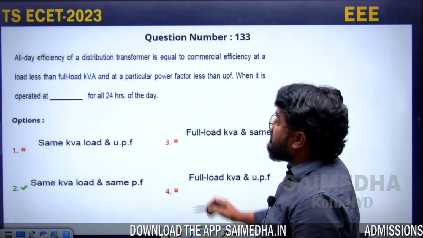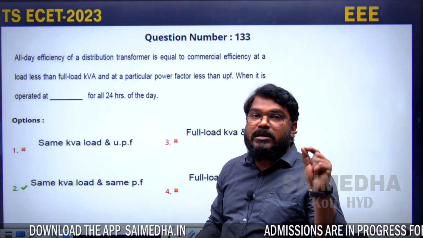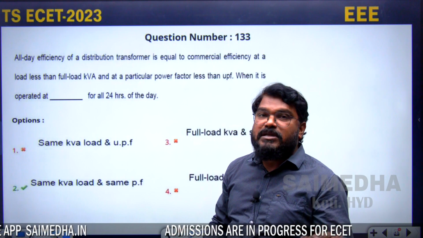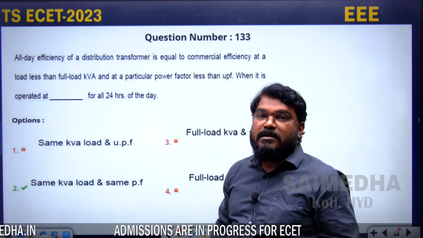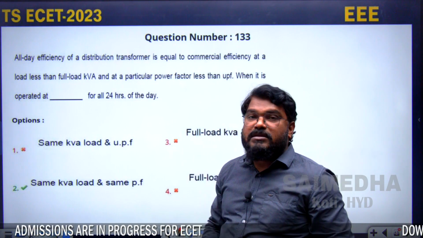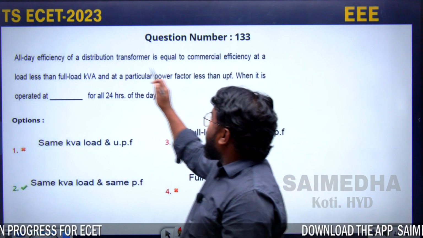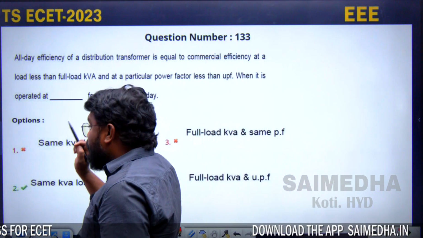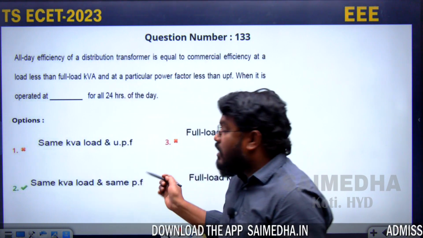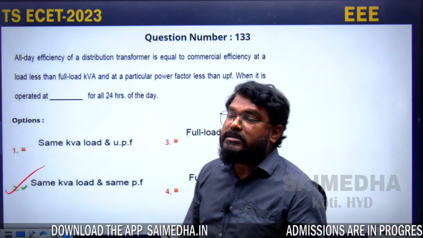All day efficiency means the efficiency of the distribution transformer is calculated based on the energy. So this efficiency is known as all day efficiency. The efficiency of the power transformer which is used in the transmission system is calculated based on the power. So in order to get these two equal, these two transformers must have the same kVA load and the same power factor. So option 2 is the correct answer for this question.